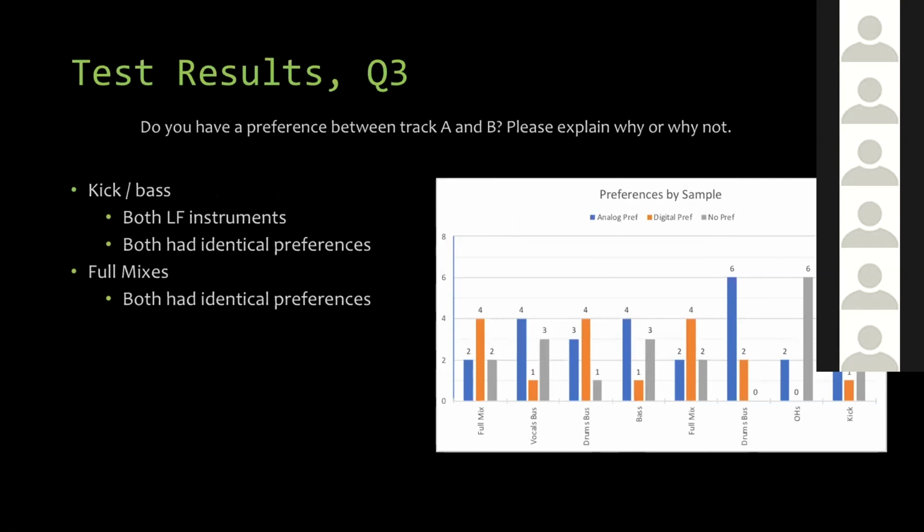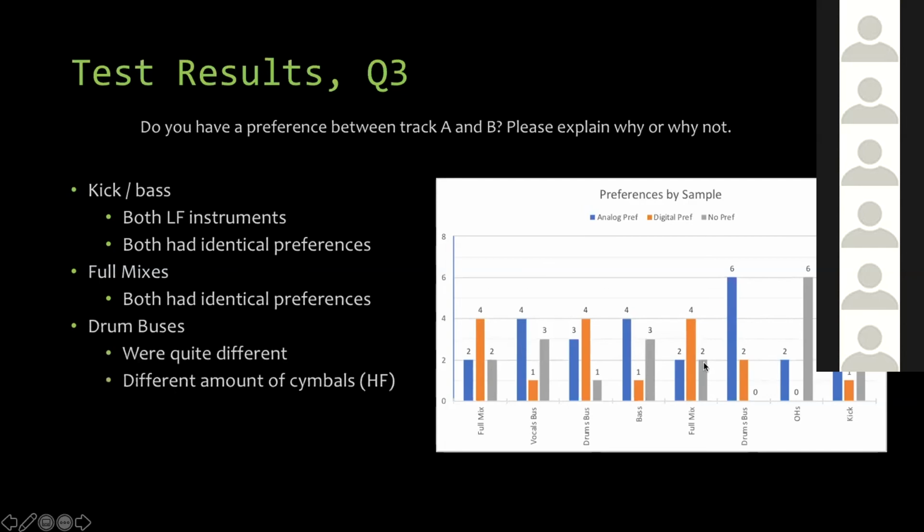Further to that point, the full mixes that you guys heard also received identical preference ratios: 2 analog, 4 digital, and 2 no preference for the first one, and then the same thing, 2, 4, and 2 for the other full mix. On the flip side, I had 2 drum bus samples from the tracks that had quite different preference ratios. The first one here, 3 analog to 4 digital and 1 no preference, and then the other one 6 to 2 in favor of the analog.